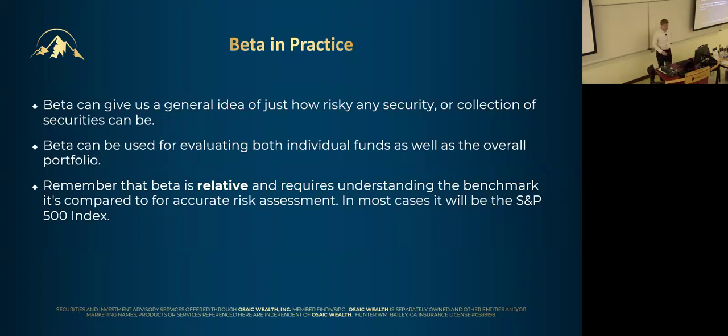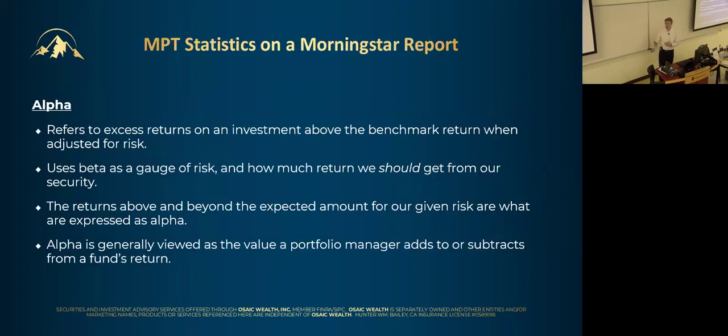The next thing that we're going to look at is called alpha. There's a pretty direct relationship between alpha and beta. Alpha refers to excess returns on an investment above the benchmark return when adjusted for risk, so it uses beta as a gauge of risk. If we start from there, we say, okay, this stock has the same beta as the S&P 500, therefore it should return the same amount as the S&P 500 in any given period.